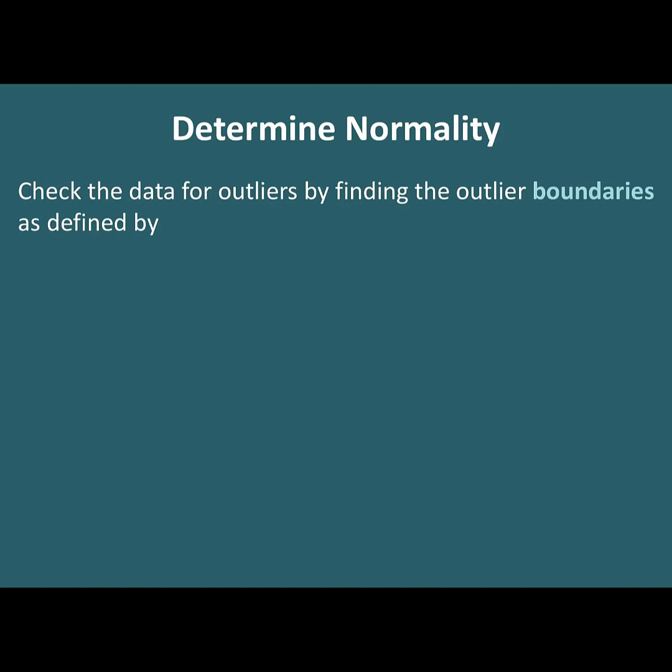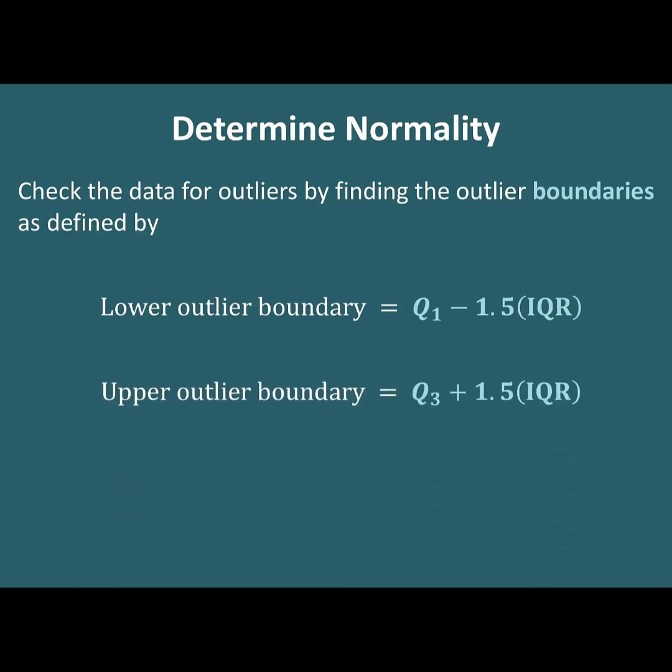Also, we should check the data for outliers by finding the outlier boundaries as defined by the following. The lower outlier boundary is going to be Q1 minus 1.5 times IQR. IQR stands for the interquartile range, as we've learned before. The upper outlier boundary is Q3 plus 1.5 times the interquartile range. And let's recall that the interquartile range is Q3 minus Q1. Keep in mind that Q1 is the median of the first half of data, and Q3 is the median of the second half of data.